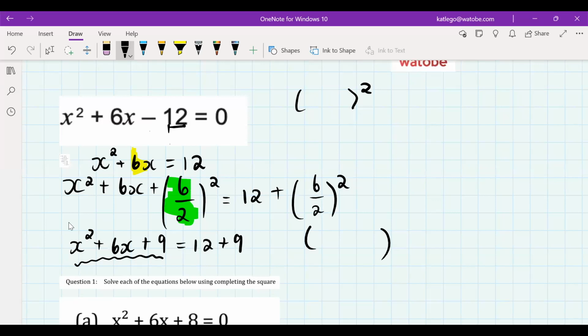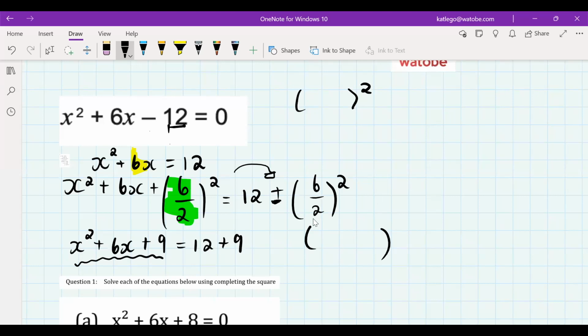Which bracket squared will give us that? Isn't it you should add and then minus? We did do that, Cynthia. Remember, when you add 6 divided by 2 squared and you minus it on the same side, when you take it over, it becomes a positive. Do you see that, Cynthia? So that is exactly what we did. We just put it on the right side immediately.